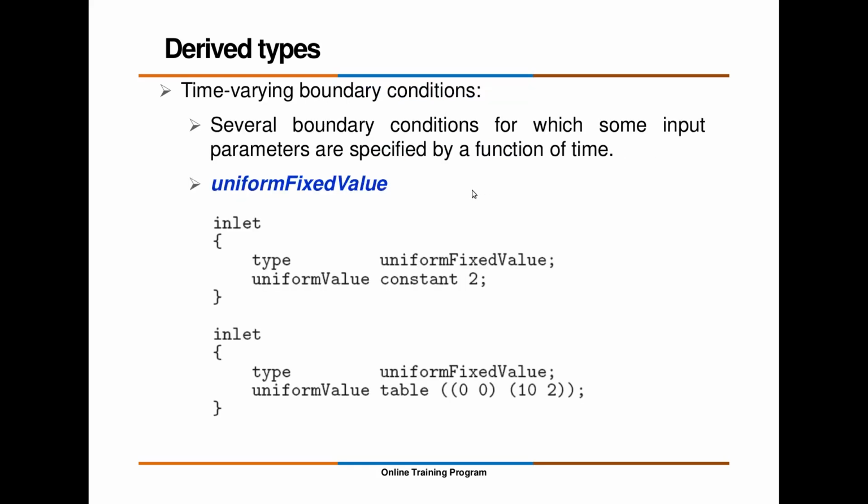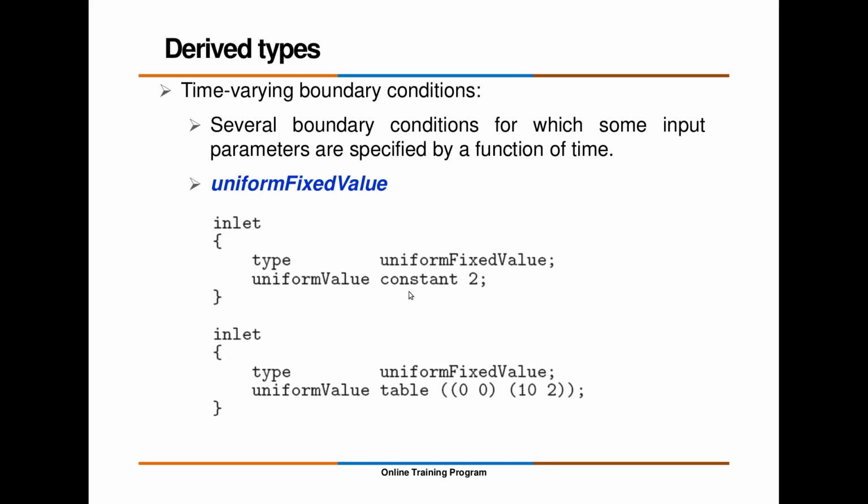Okay, then sometimes we have to rely on some time varying type of conditions. So for time varying conditions, there is a uniform fixed value: total pressure fixed value, oscillating fixed value, pressure fixed value. In place of uniform, certain other names are going to appear, and with the help of that you can find out what different options are available. So we have, let's say, uniform fixed value, where you can specify a certain constant value with which the flow is entering.